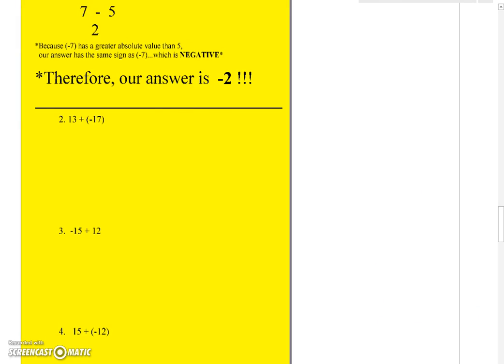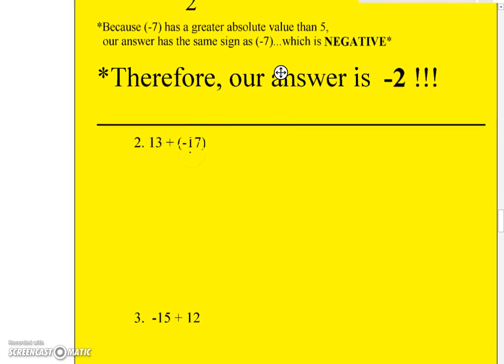If we want to look at a couple of examples, we have 13 plus negative 17. Make those both positive, 13 and 17. Subtract the bigger minus the smaller. 17 minus 13 is 3. Take the sign of the number with the greater absolute value. Well, 17 is greater than 13, so we'll take the negative sign and put it right here on our answer.